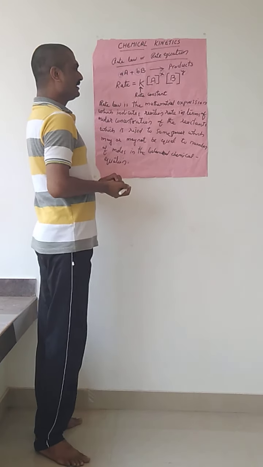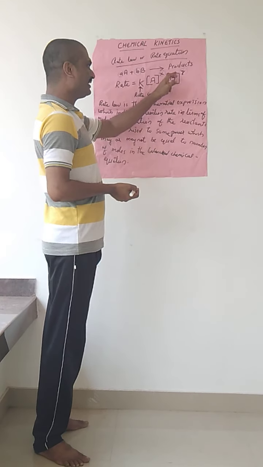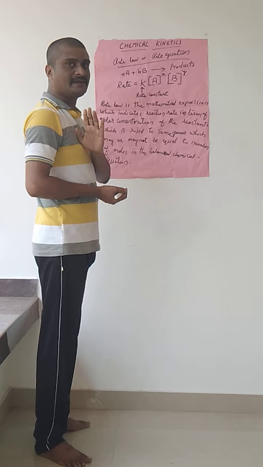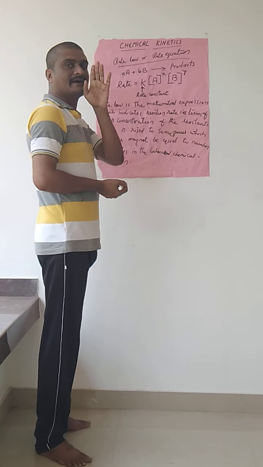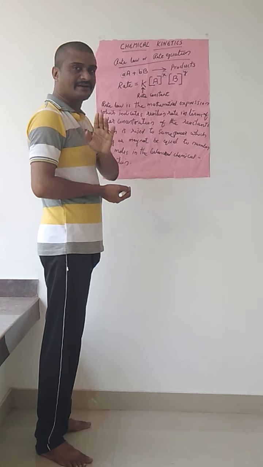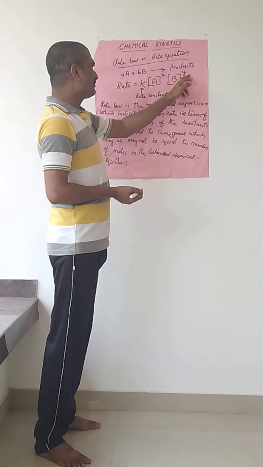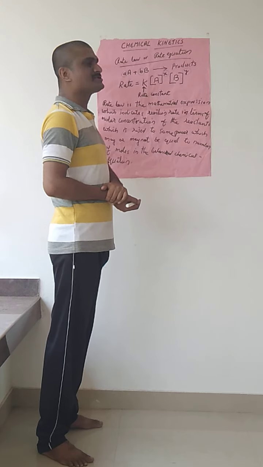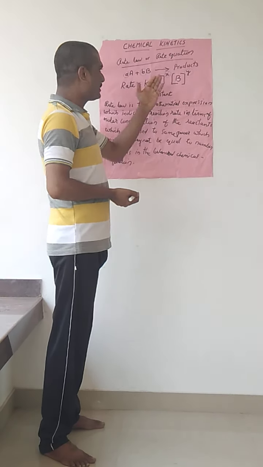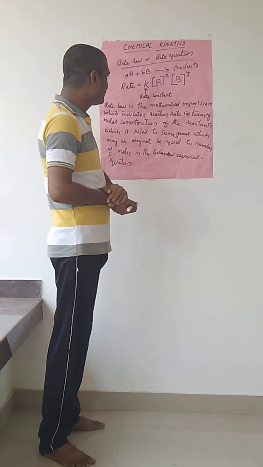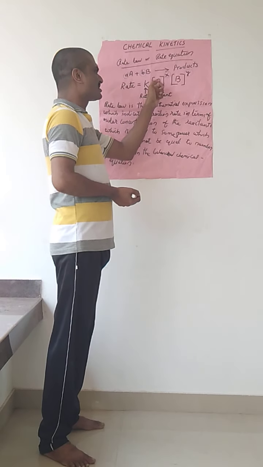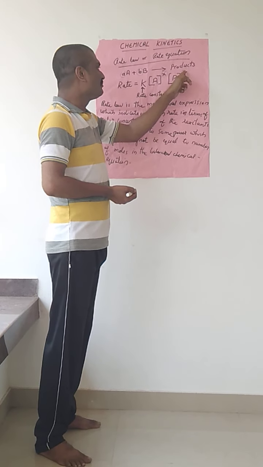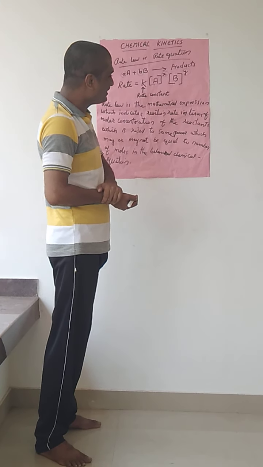Okay. Here the power of the concentration term is X and Y. The values of X and Y can be determined experimentally only. X and Y, the powers, are experimentally determined quantities. This value of X and Y may or may not be equal to the number of moles in the balanced chemical equation. This equation gives us the information that the rate of this reaction depends on X moles of the reactant A and Y moles of the reactant B.